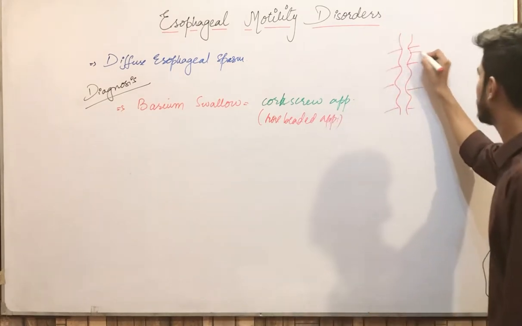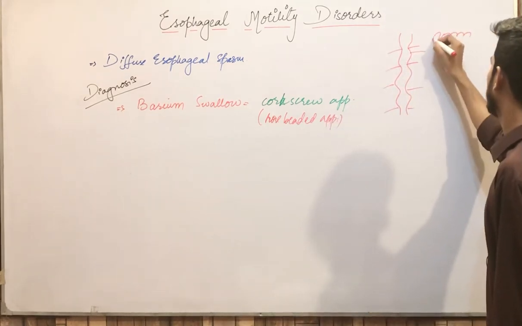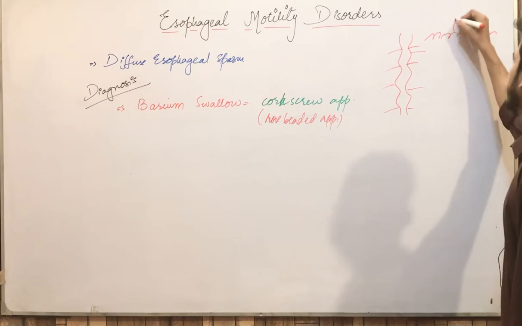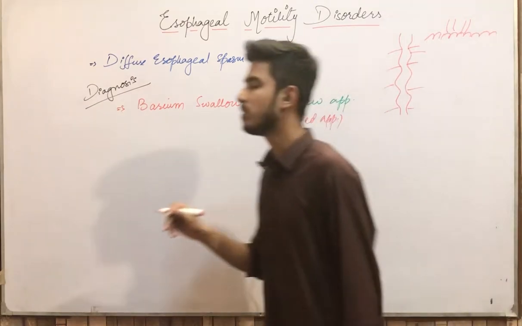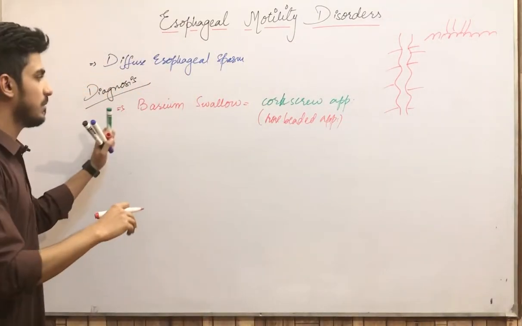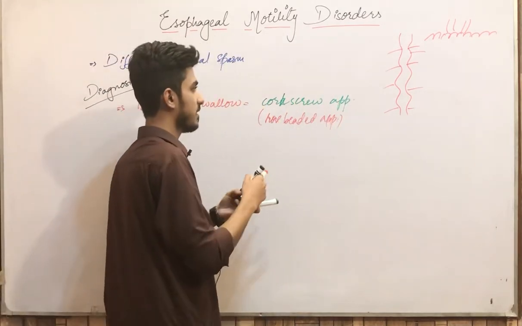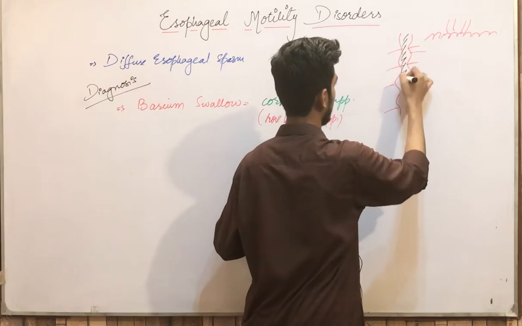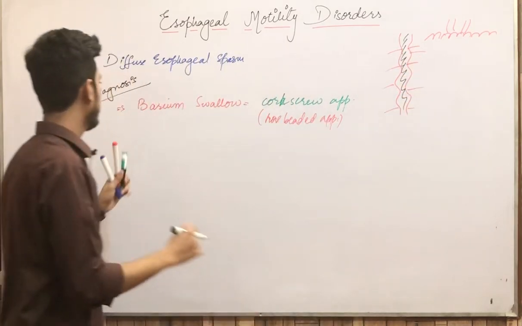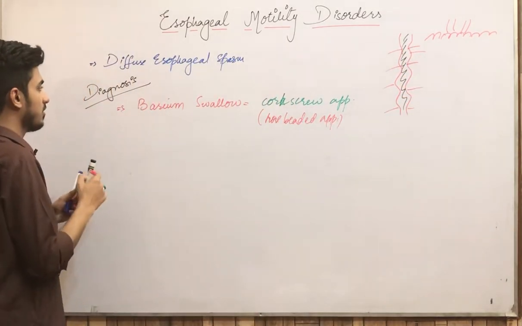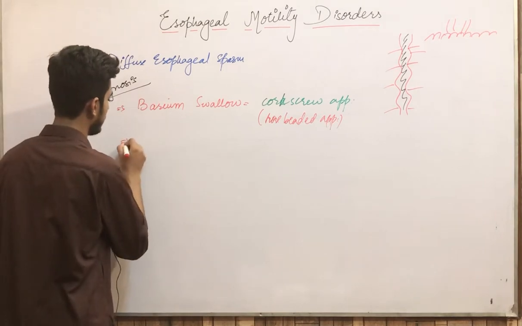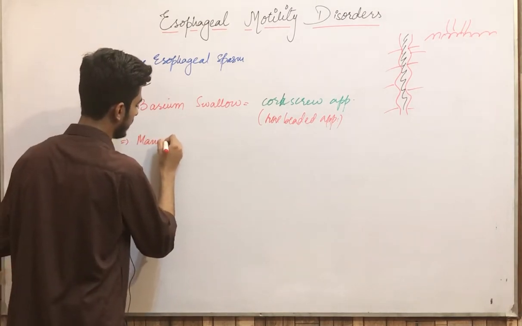Here you can see these are the beads like this. This is the rose beaded appearance. These are the beads. Clear? So this is the diagnosis, the barium swallow, and on the barium swallow you will see the corkscrew appearance like this. It appears black colored here. Then we have the second investigation for diffuse esophageal spasm, that is the manometry.